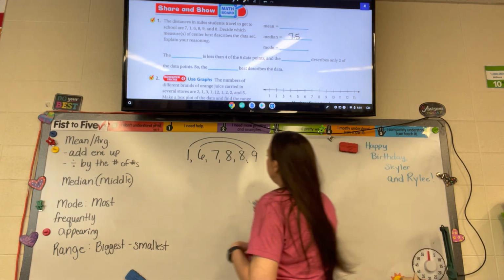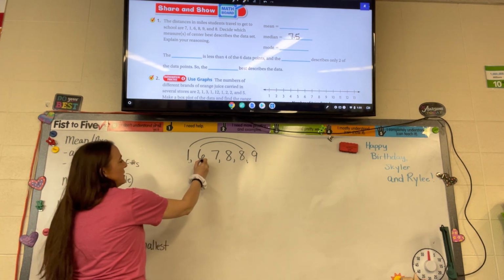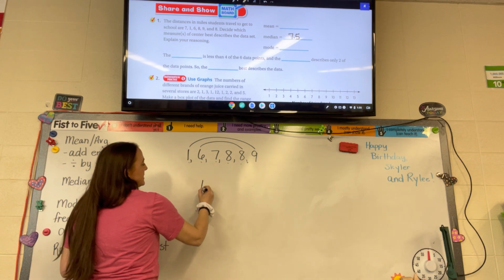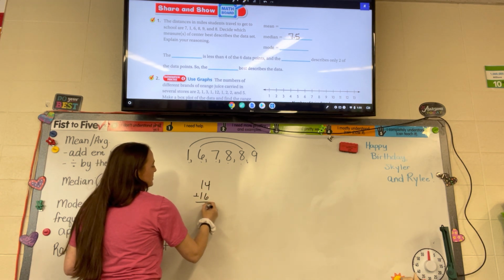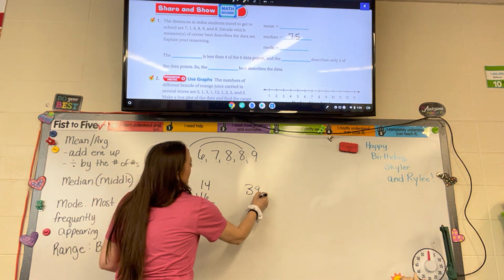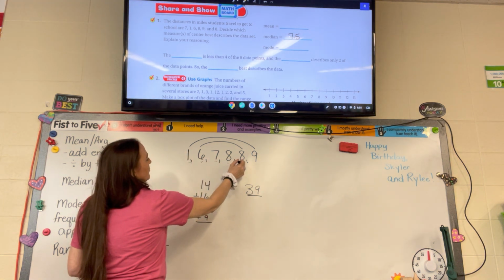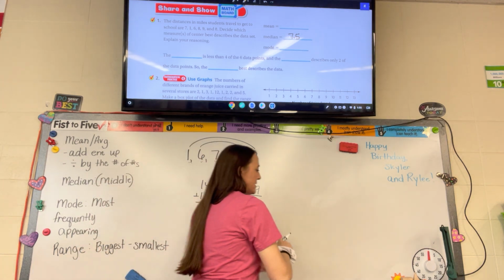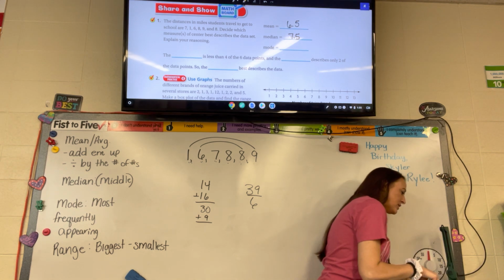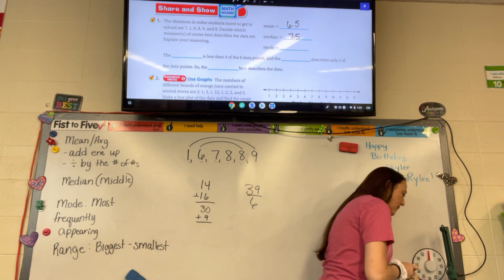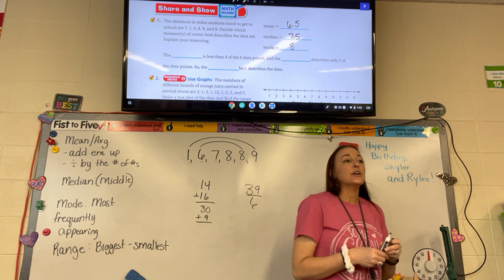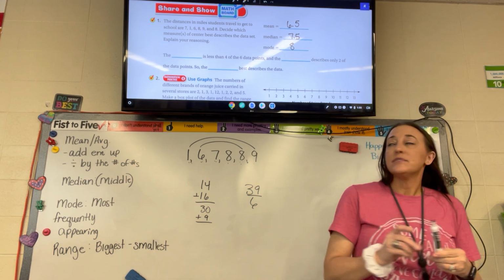Let's add these up. 1 plus 6 is 7. 7 and 7 is 14. 8 plus 8 is 16. So 14 and 16 is 30. Plus 9 more is 39. And then there's 1, 2, 3, 4, 5, 6 values. 39 divided by 6 is 6.5. So the mean is 6.5, and then the mode would be 8. So we need to look at which of those three best describes the data set.